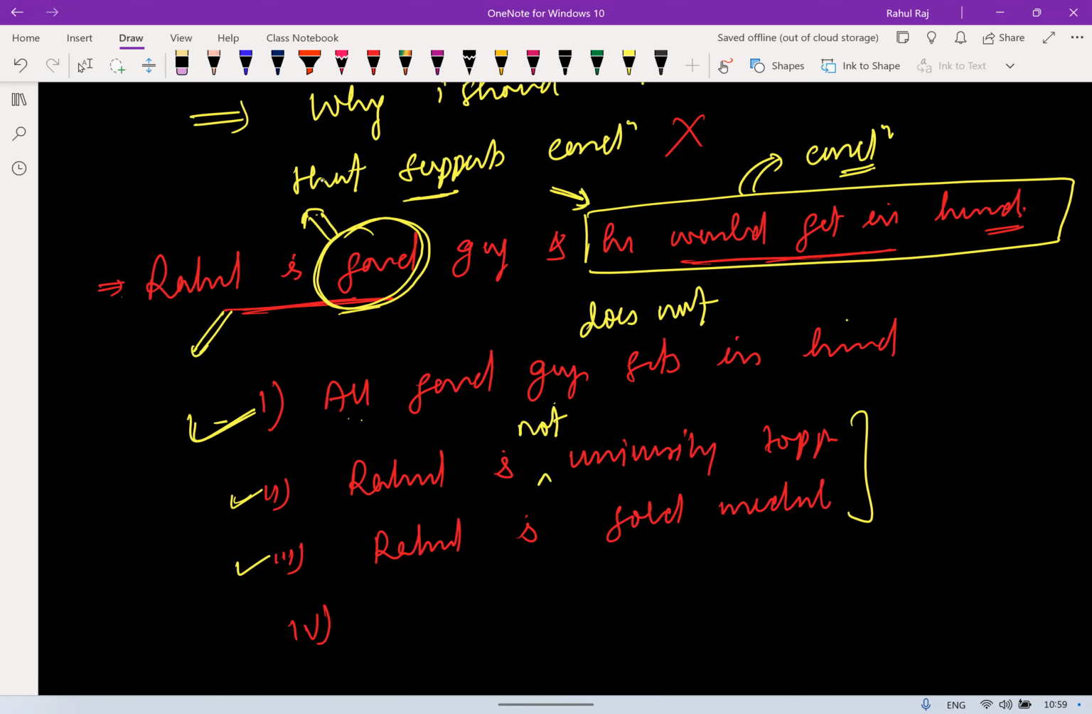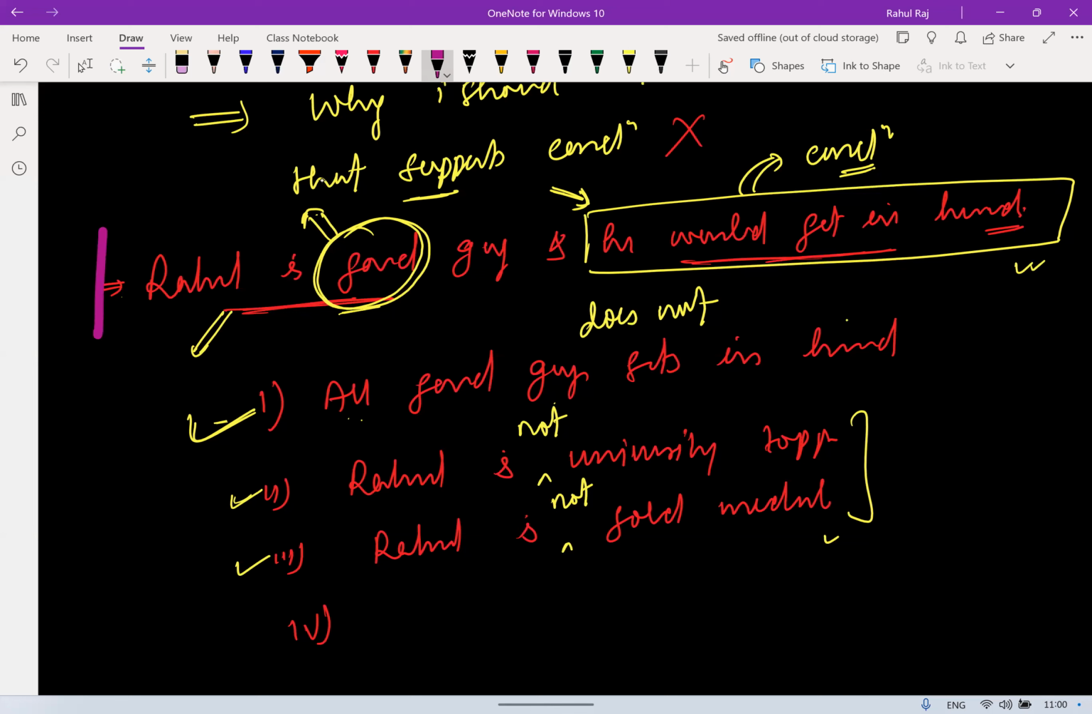When I say Rahul is not a university topper, or Rahul is not a gold medalist, do you really think it is trying to hamper my conclusion in any way? No, because it's not related. We should not assume anything. Absolutely, because you don't have to be a university topper to get into Harvard. Logic also says this. You don't have to be a gold medalist to get into Harvard. Logic also says this. But here the point is it is completely out of scope of the argument.